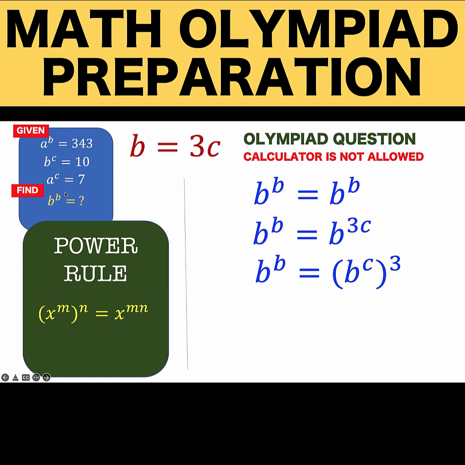Now, the beauty of rewriting this equation this way is because we know the value of b raised to c. It's given to be 10. So therefore, we can replace this b raised to c by 10 to arrive now at b raised to b equals 10 to the third, where 10 is equal to b raised to c, and 10 to the third is equal to 1000, which is now the value of b raised to b.